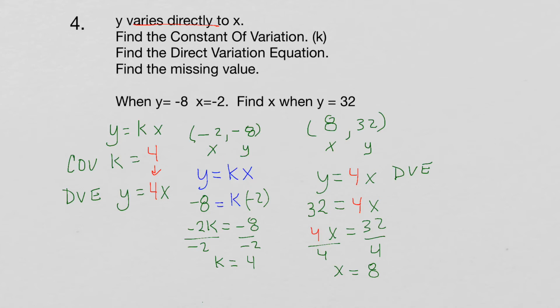It said to find the constant of variation, so here is my constant of variation. It said to find the direct variation equation, here's my direct variation equation. And it said to find the missing value, and the missing value was x.